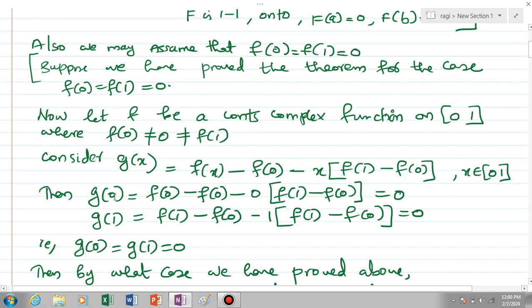By checking g of 0, we obtain g of 0 is equal to 0, and g of 1 is f of 1 minus f of 0 minus 1 into (f of 1 minus f of 0), that is equal to 0. That is, g of 0 is equal to 0 and g of 1 is equal to 0. So g is a continuous complex function defined on closed interval [0, 1] for which g of 0 equal to g of 1 equal to 0. We have assumed that we have proven the theorem for this type of case.